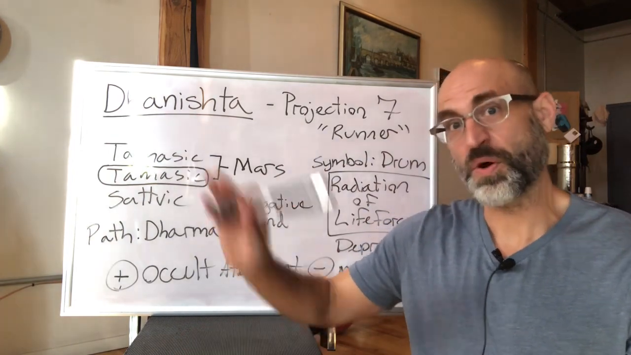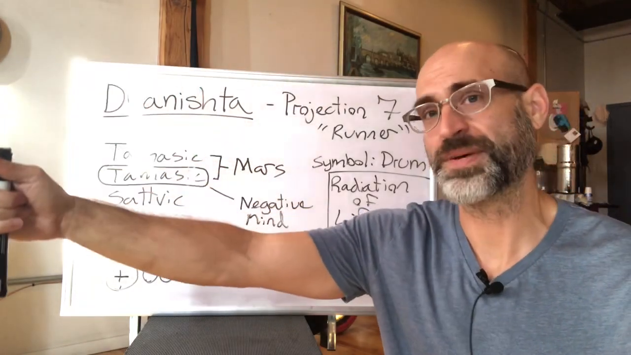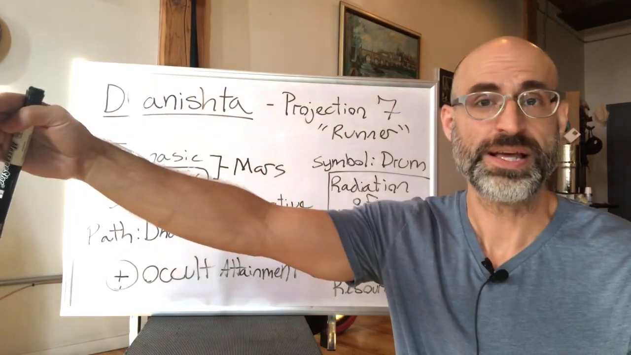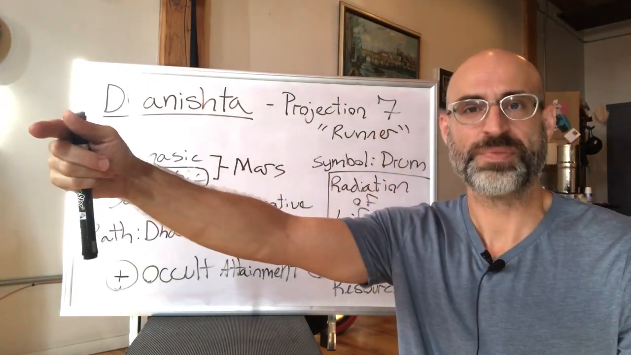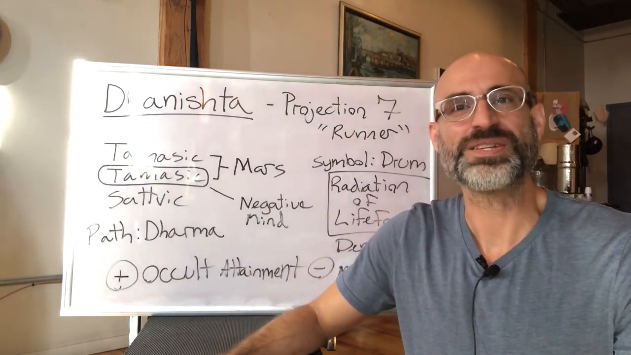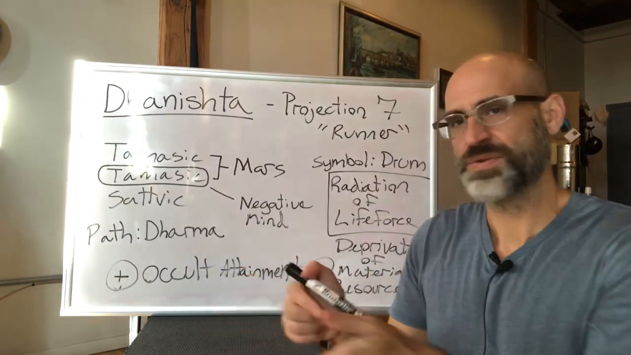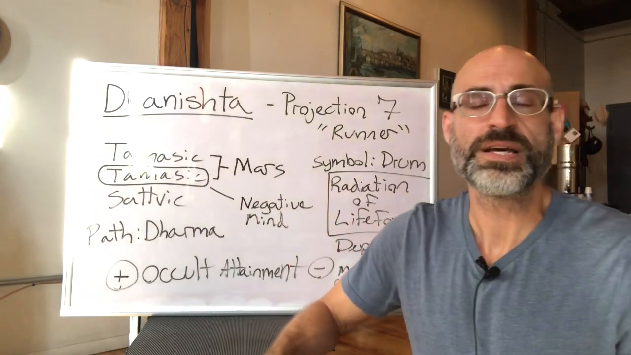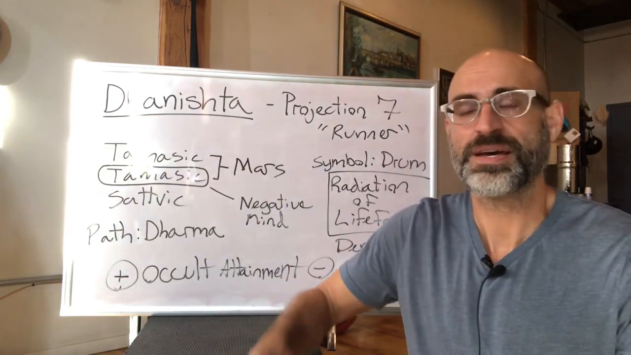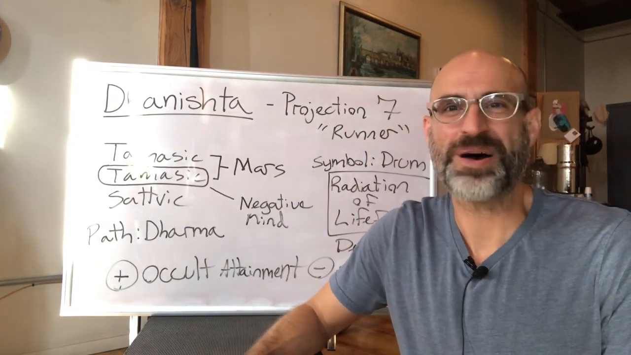Now let's look at the expression. What's expressed, or how we ultimately flow out into the material plane, Dhanishta flows out Tamasically, meaning it's focused on material things, going into density. And they say that Dhanishta is ruled by Mars. So Mars is Tamasic and Tamasic, meaning this energy is all about material things.